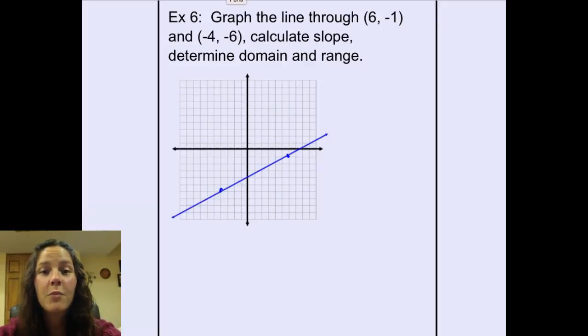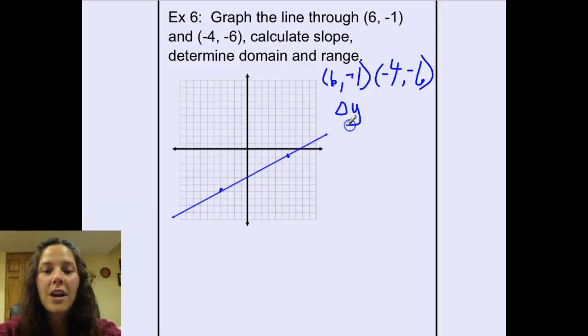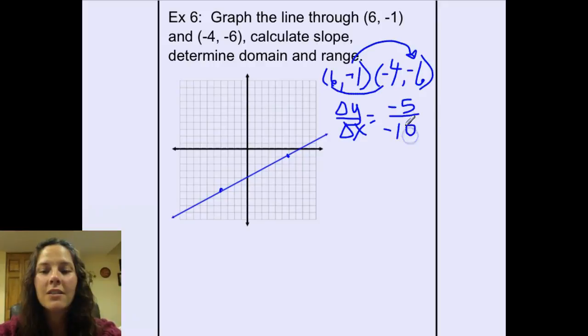Next, we'll calculate the slope. I'll run through that with the points again. So we had the points 6, -1, and -4, -6. So calculating our change in y over change in x, from -1 to -6, we spent $5 more. From 6 to -4, we spent $10. So we have a slope of +1/2.